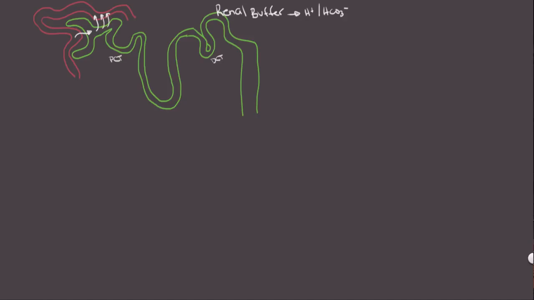So as we take a look at the renal buffer system, we're first going to be looking at the proximal convoluted tubule. And the proximal convoluted tubule is going to account for about 70 to 80% of acid-base balance. The primary way that it does this is that it extensively reabsorbs bicarbonate ions. So the primary job of this proximal convoluted tubule in acid-base balance is to recycle our bicarbonate.